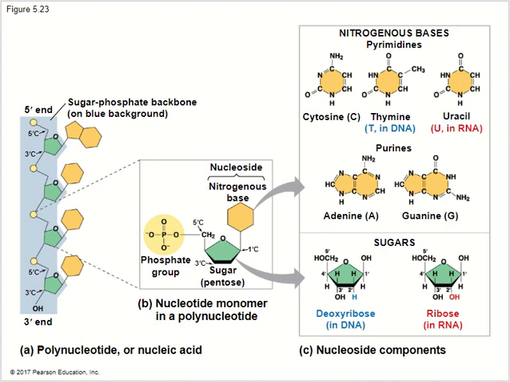The main difference between deoxyribose and ribose is that deoxyribose has lost the hydroxyl group, hence deoxy, whereas ribose still retains that hydroxyl group on carbon 2. For the nitrogenous bases, both DNA and RNA have cytosine, adenine, and guanine, but thymine only shows up in DNA strands and uracil only shows up in RNA strands.